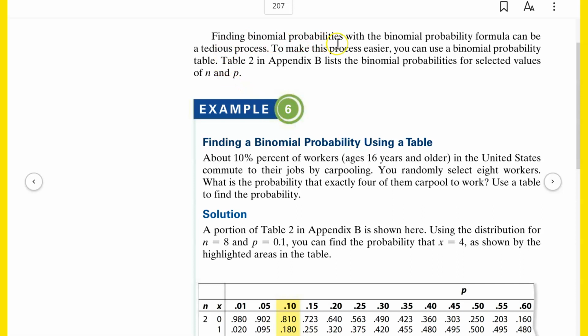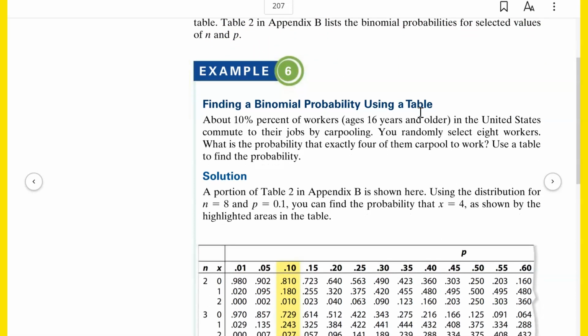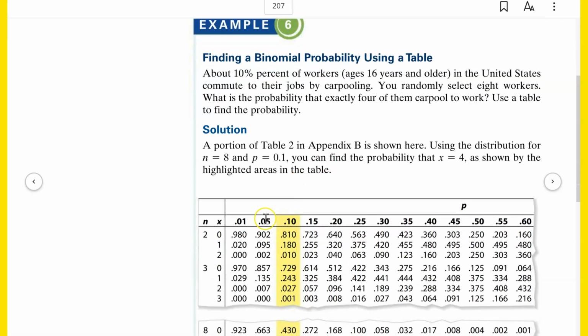Finding binomial probabilities with the binomial probability formula can be a tedious process. To make this process easier, you can use a binomial probability table. I would recommend not. They're showing you right here how to use a table, like in a statistics book. There are tables in the back of the statistics book that you can use to calculate binomial probabilities or other probabilities. I would say don't ever use that.